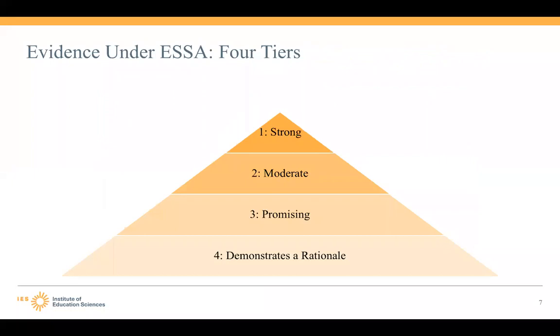Under ESSA, evidence-based practices can fall under one of 4 tiers of evidence, distinguished partly but not completely by the rigor with which the practice was studied. You have Tier 1, or strong evidence, at the top, which is the strongest. Tier 2, or moderate evidence. Tier 3, or promising evidence. And finally, Tier 4, or programs that demonstrate a rationale. So let's take a closer look at the criteria for each of these tiers.